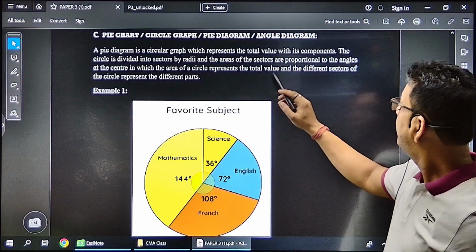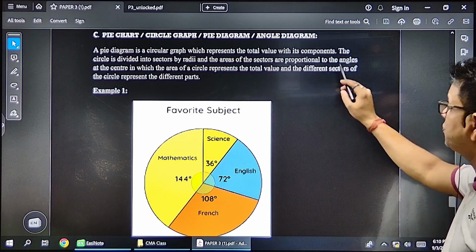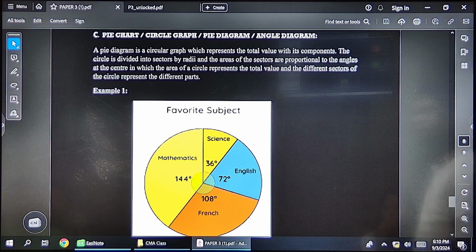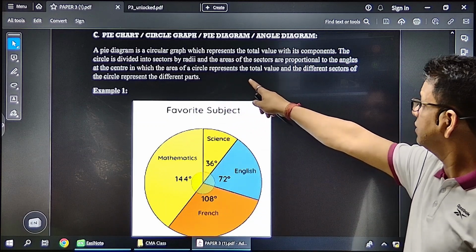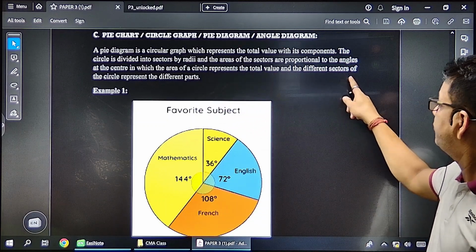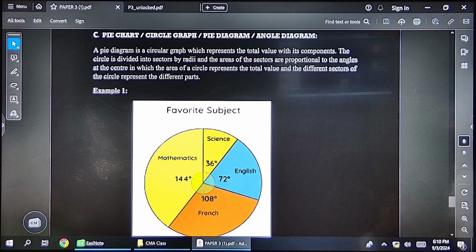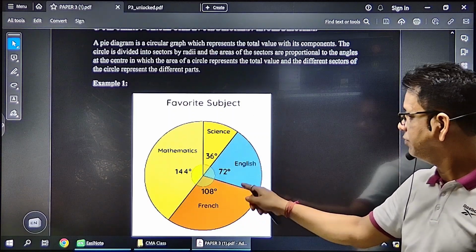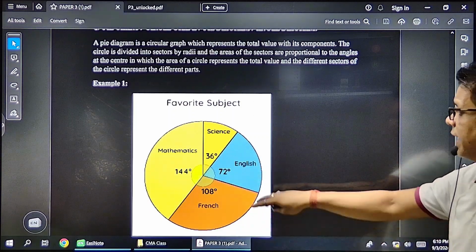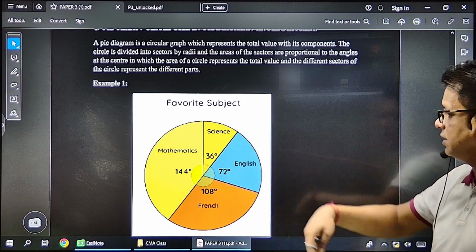Now, the area of the sector is proportional to the angle they represent. I'm going to show how to get the angles. The area of the circle represents the total value, and the different sectors of the circle represent different parts. For example, look at this circle graph here. We have 5 different subjects, and their angles are drawn: 144, 36, 72, etc.